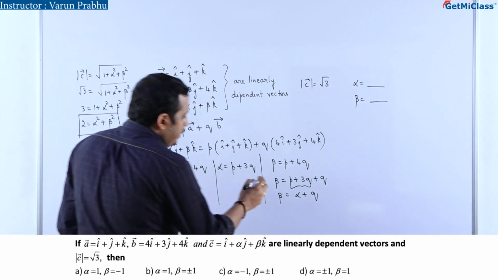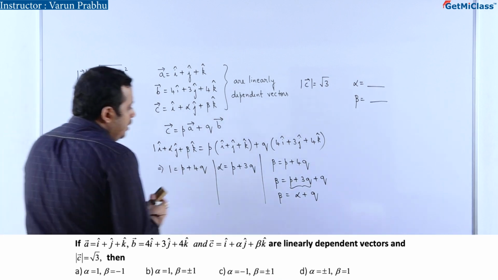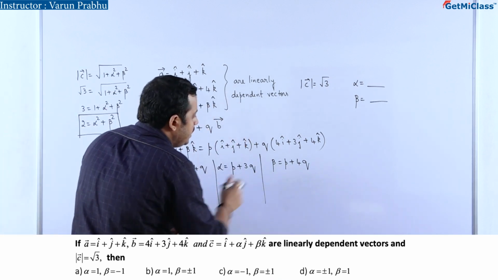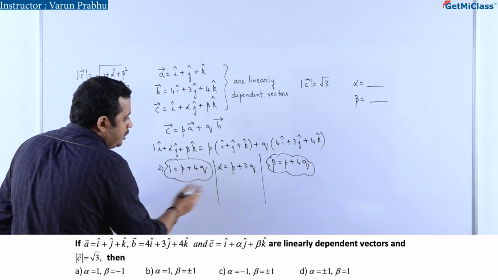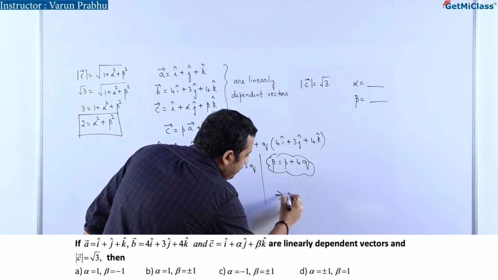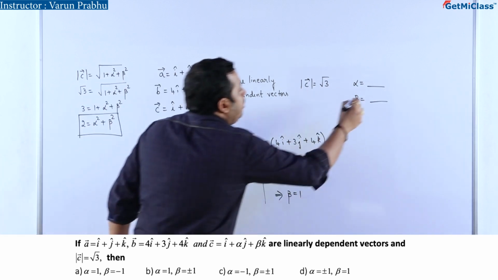Or in other words, from this equation and this equation, it implies to me that beta is equal to 1. The problem is over, right? Beta is equal to 1.